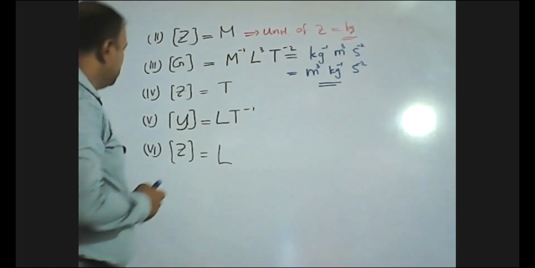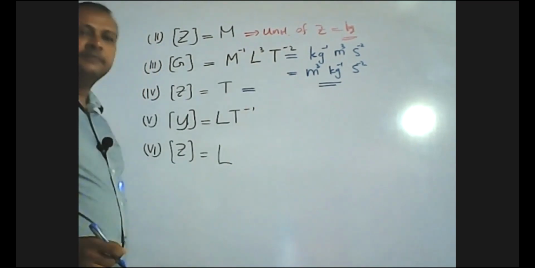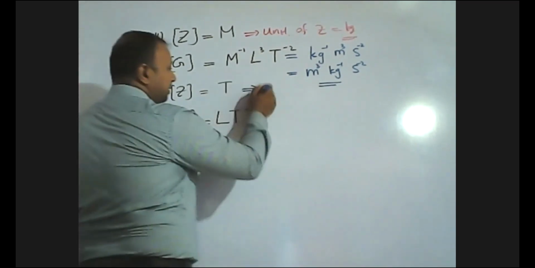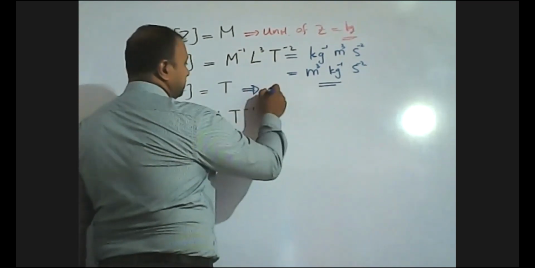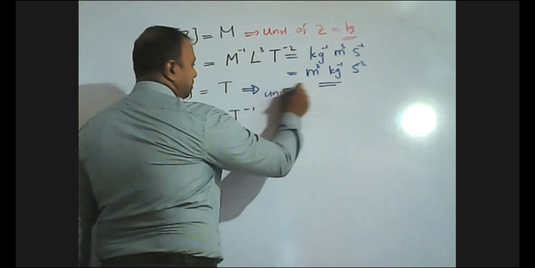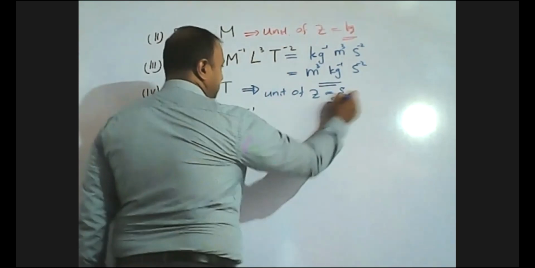Then the unit of T means time. Time is measured by seconds. So the unit of Z is equal to s.